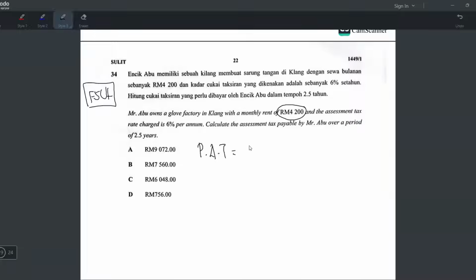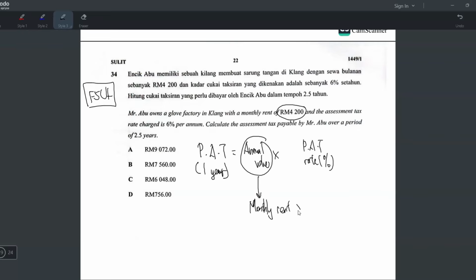Property assessment tax formula is the annual value, nilai tahunan, multiplied with the PAT rate. The rate is always in percent. Oh, by the way, this is for 1 year. Yeah, this is important. This is the formula to find property assessment tax for 1 year. Annual value times the rate. But sometimes the annual value they never give, then you find it yourself by taking monthly rent times 12. So annual value comes from monthly rent times 12.